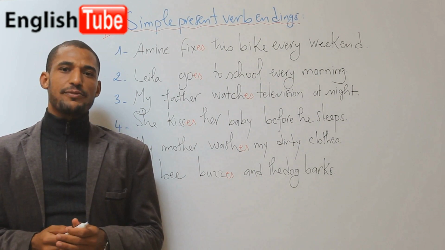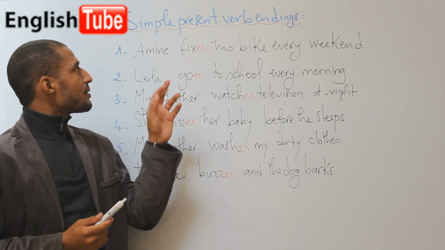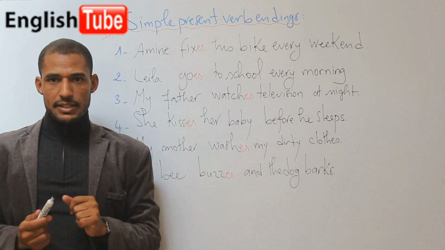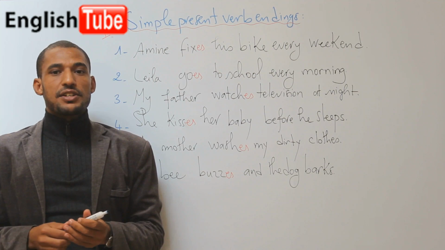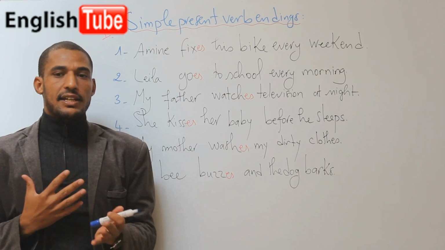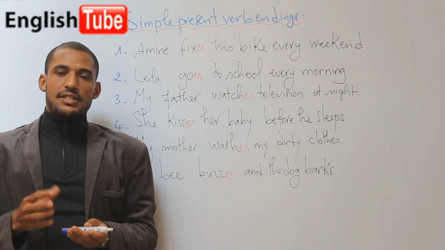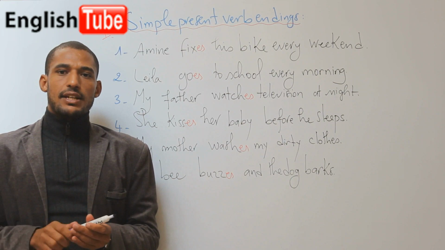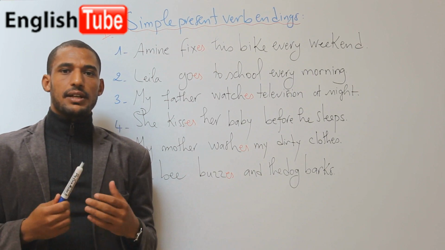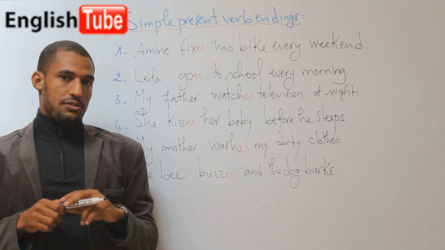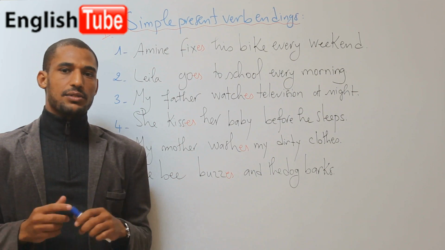Today we're going to deal with a very important and interesting grammar lesson, which is, as you can see here, simple present verb endings. Great, so as you know, a verb in simple present sometimes takes S at the end, sometimes ES and sometimes IES. And this has, of course, plenty of grammar rules that we have to master.